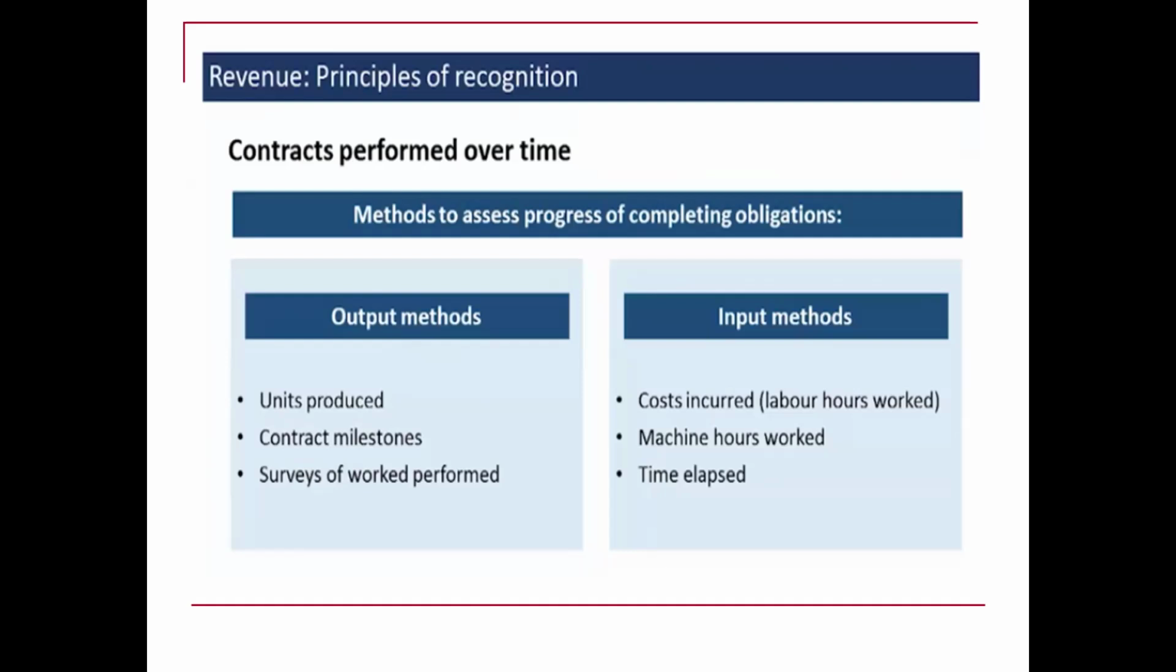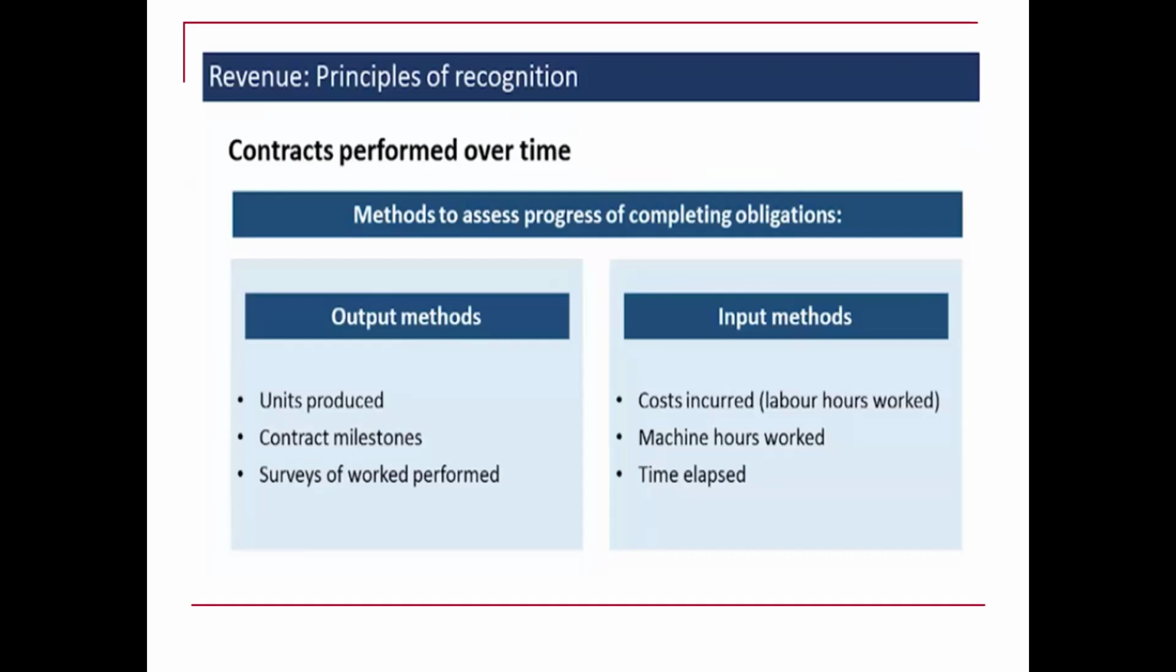Surveys of work performed means perhaps I'm constructing a building and then we hire an expert to tell us what percentage of completion he thinks we have reached. That percentage is the one that we use to then recognize revenue. If the expert says you are 30% through, and perhaps we have charged 100,000 for the full project, we are basically saying 30% of the 100,000 is what we can recognize as revenue based on what the surveyor or the expert would have said. That's basically the output method.